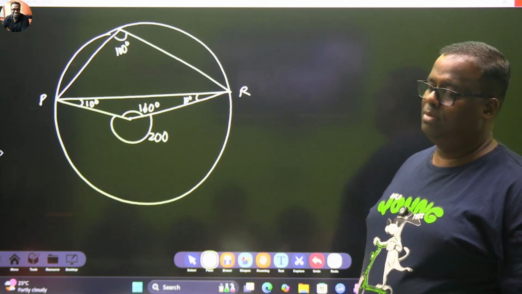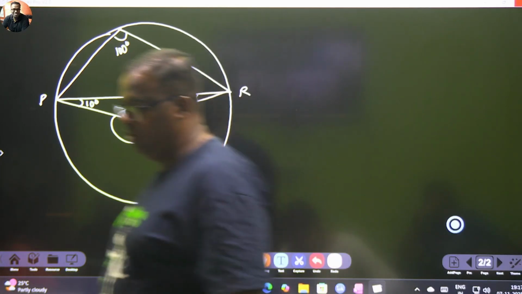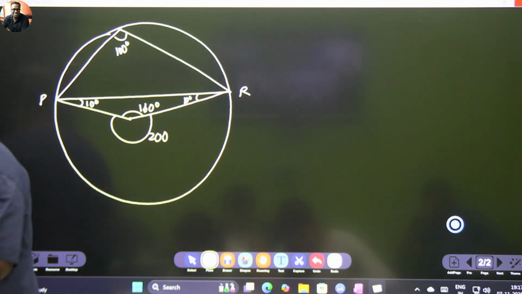We now have two chapters left with us. One will be quadrilaterals and one is statistics, right?